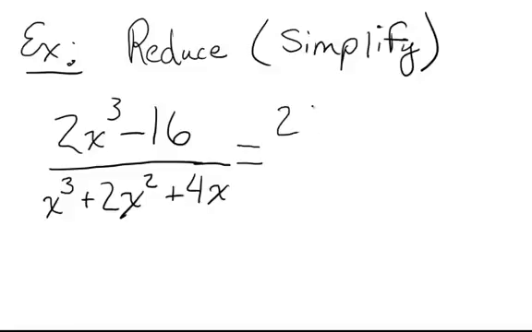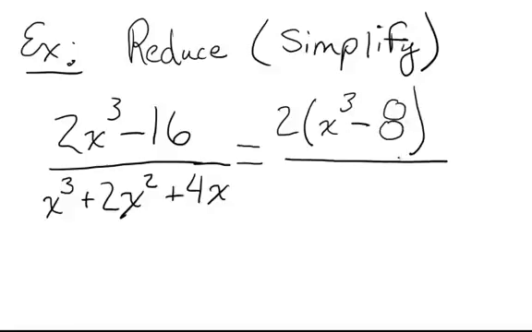In the numerator, I can factor out a 2. This leaves me with x cubed minus 16. Or excuse me, that's incorrect. x cubed minus 8. All divided by, and in the denominator, I notice that I can pull out a like factor of x from each of the terms. So doing so leaves me with x squared plus 2x plus 4.